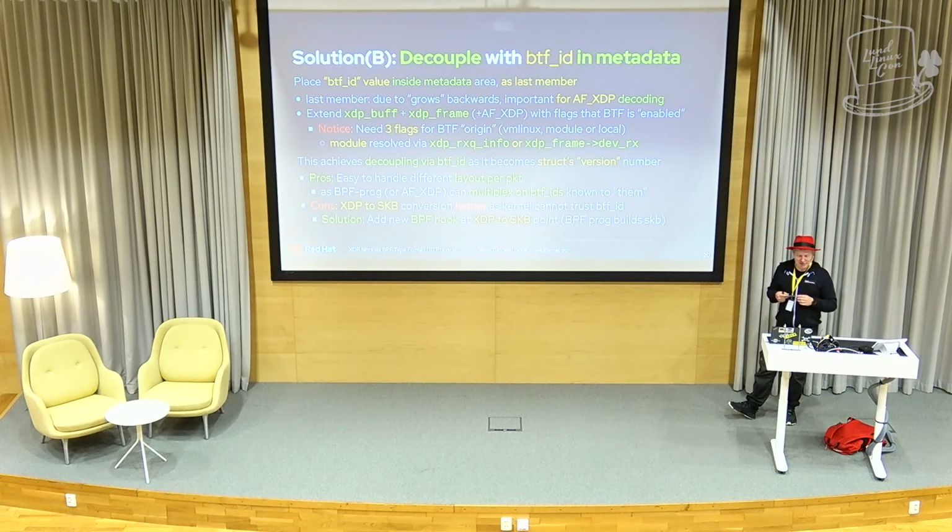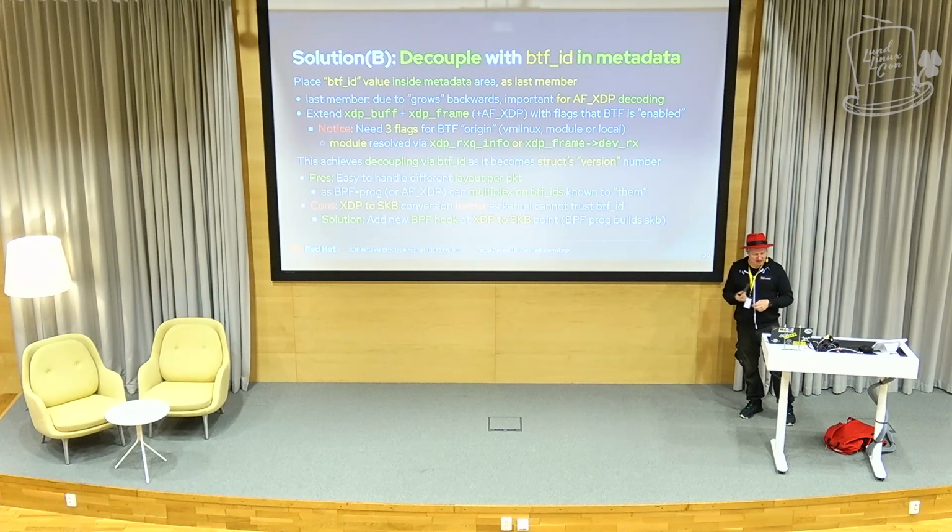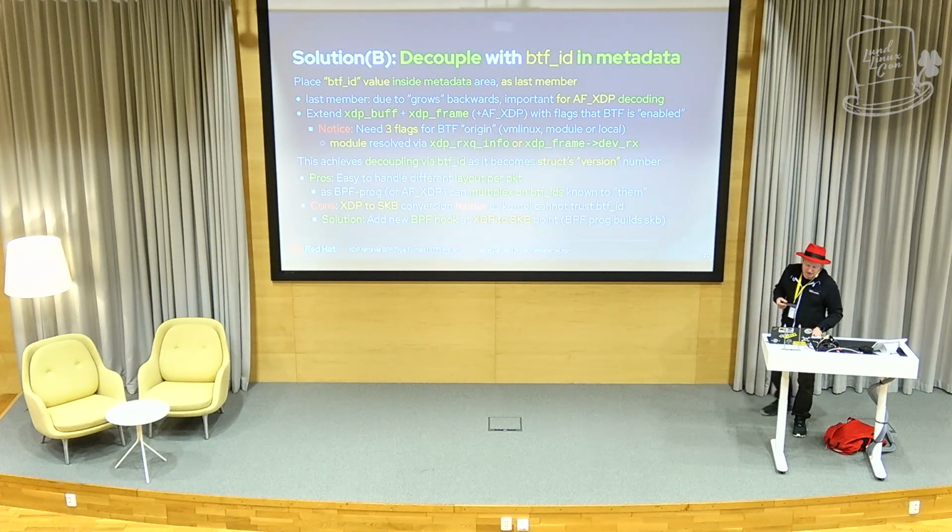We might need three bits, because the ID could come from VM Linux, it could come from a module, or it could come from the local ID that I showed I could extract before. So that's a little bit unknown. I'll see if Bjørn will give me three bits. Bjørn and Magnus.